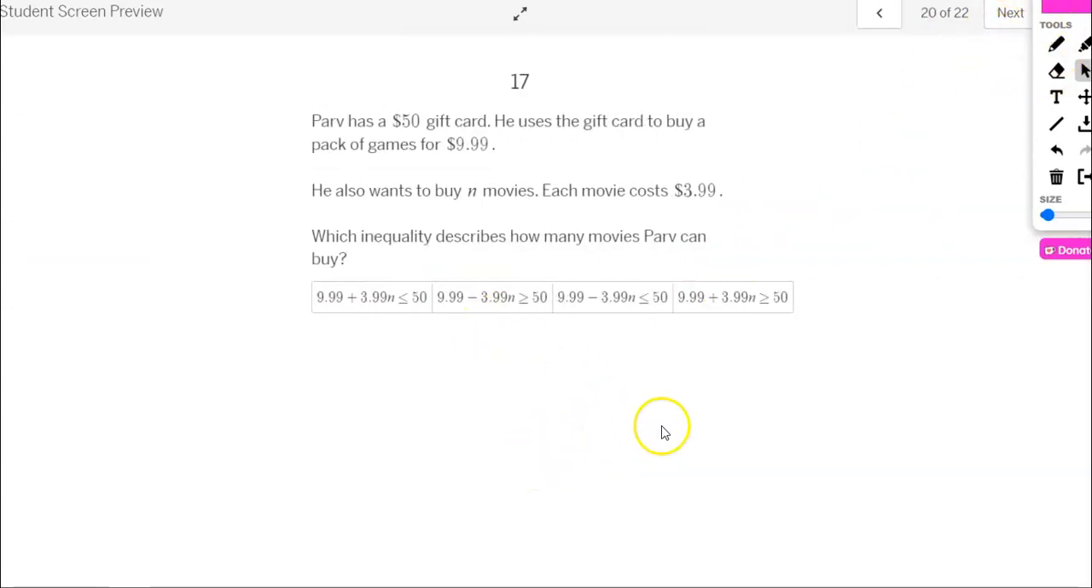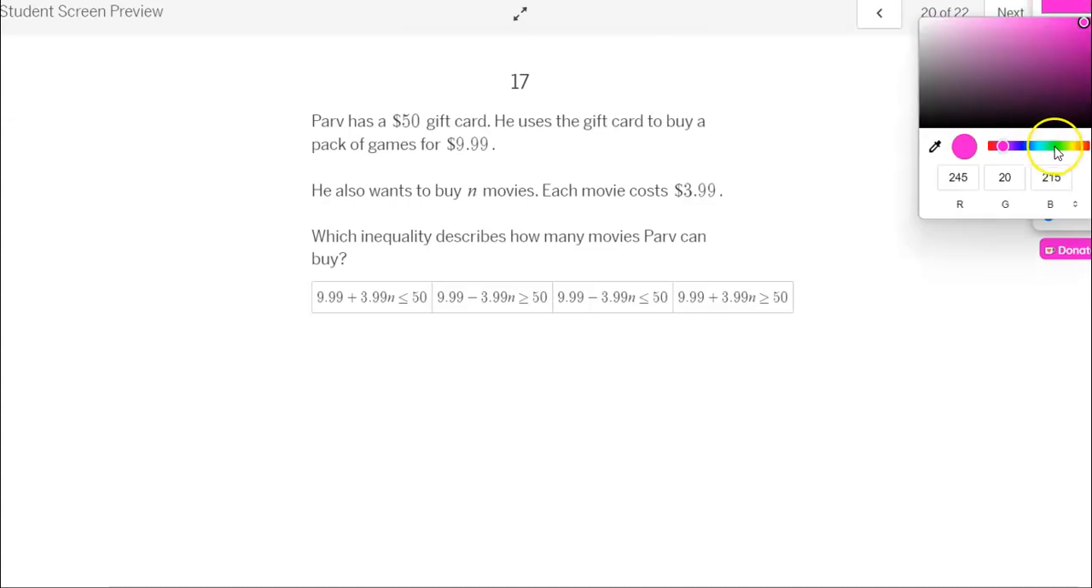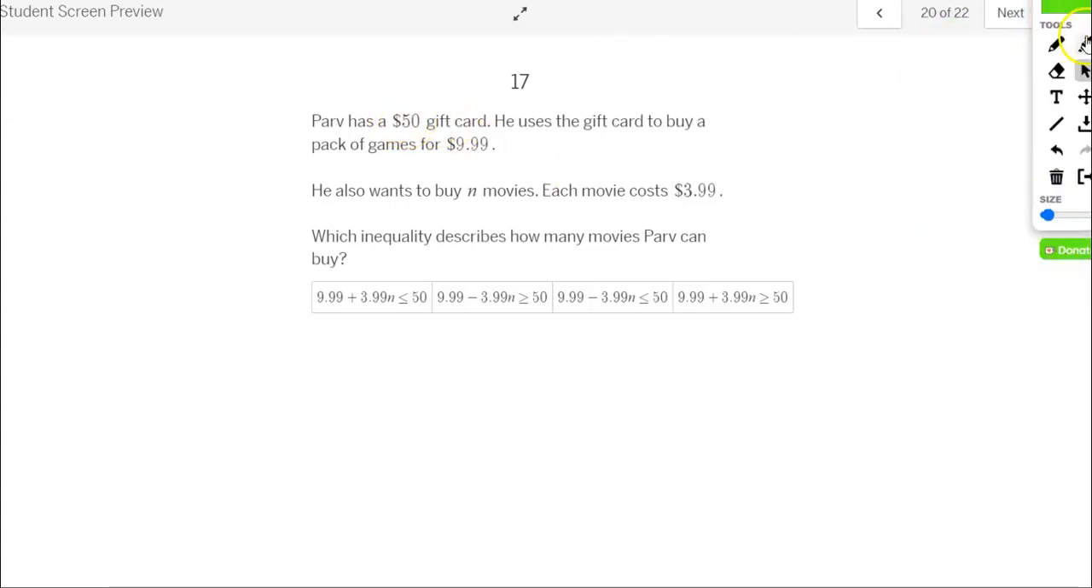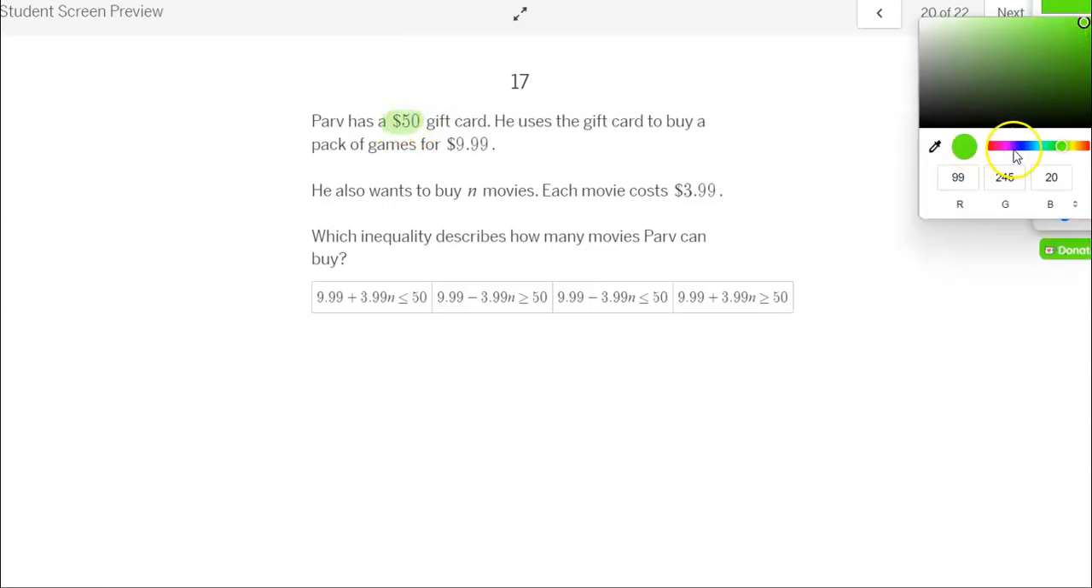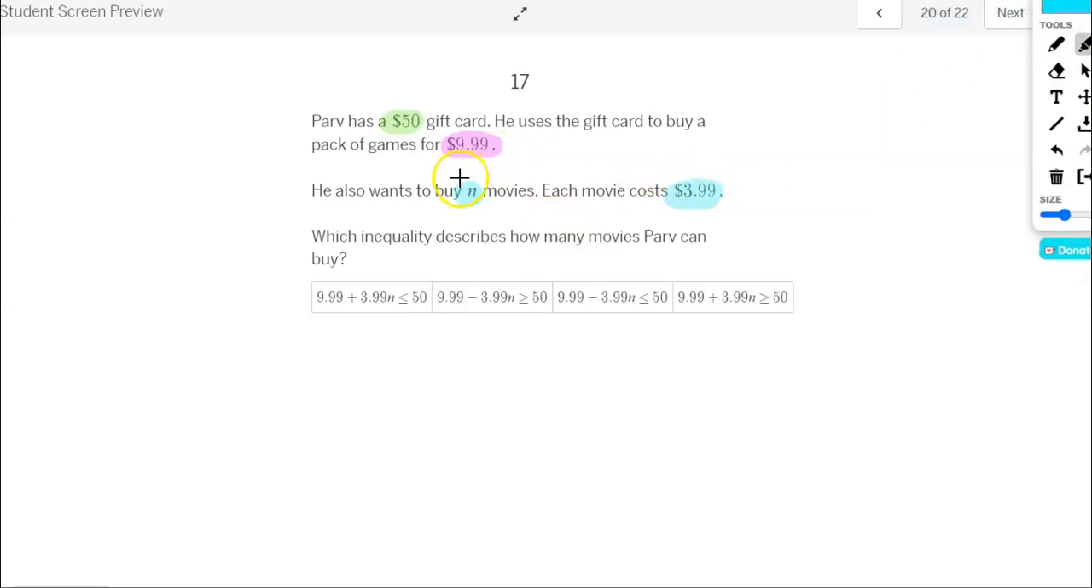All right, so I think this is one of our last ones. Number 17 says Parv has a $50 gift card. He uses the gift card to buy a pack of games for $9.99. So let's start, maybe highlight a couple things. $50 gift card. He uses the gift card to buy just a pack of games for $9.99. And then he also wants to buy some movies, but we don't know how many movies, and each movie is $3.99. So we know that that $3.99 is going to go with the n.